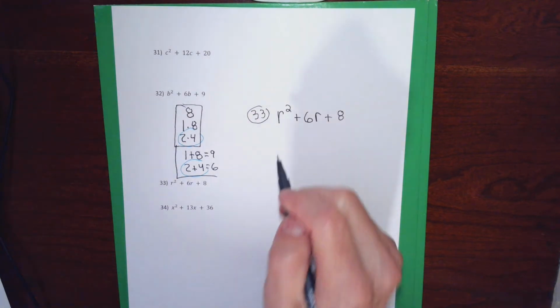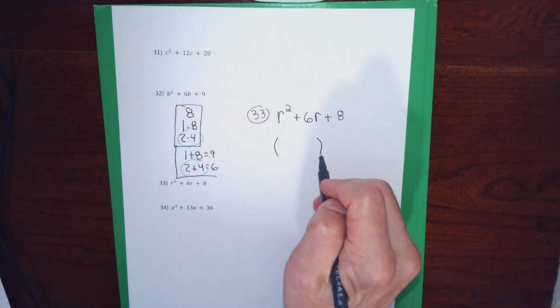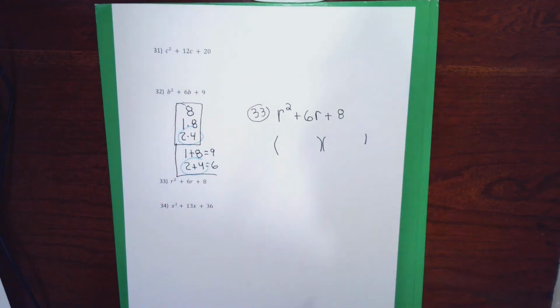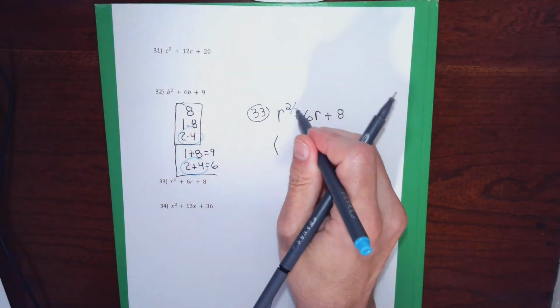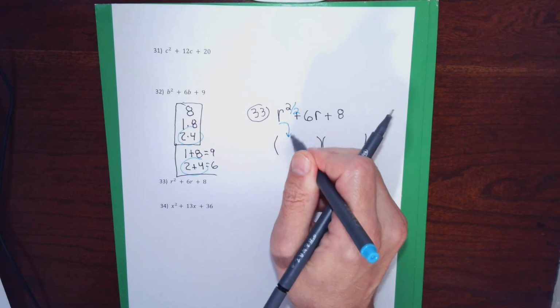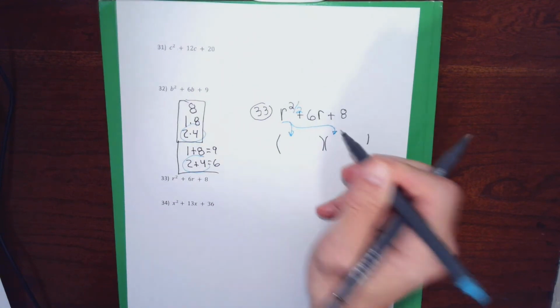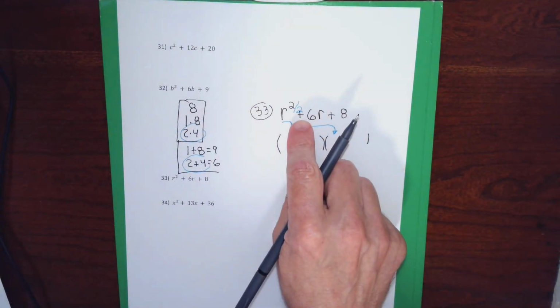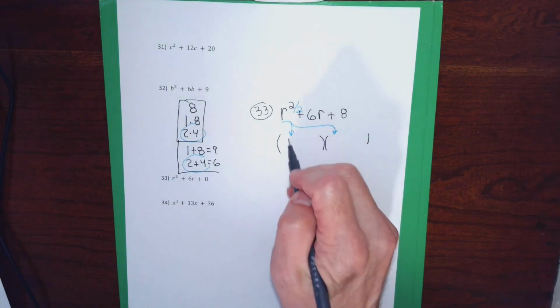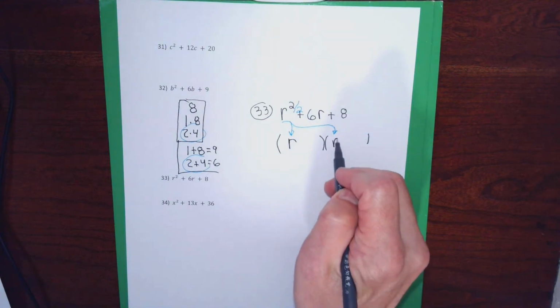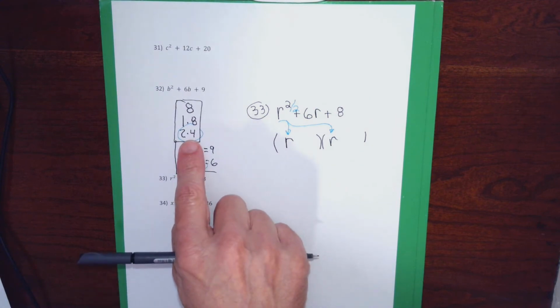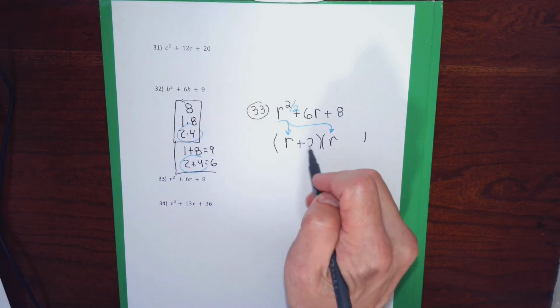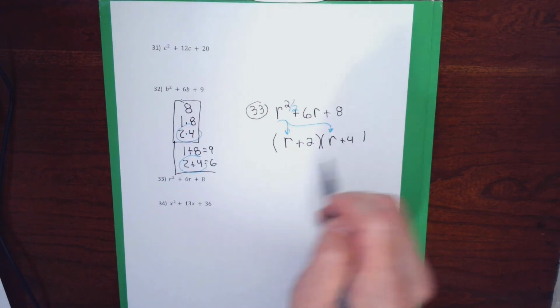I'm going to create 2 parentheses. I'm going to take the exponent of the r and divide it by 2 and split that evenly, that result, into the firsts from both parentheses. So r to the 2 divided by 2 would give me r to the 1 power, which is just r. That's going to lead off my parentheses. The numbers that I use along with their signs need to go in my parentheses. I have a positive 2 and a positive 4.